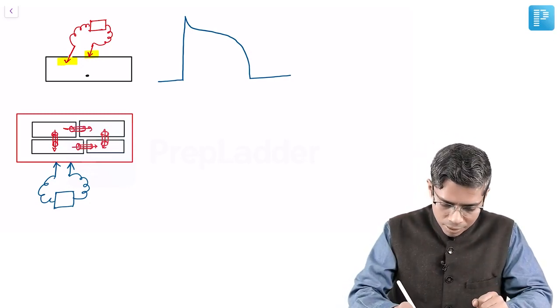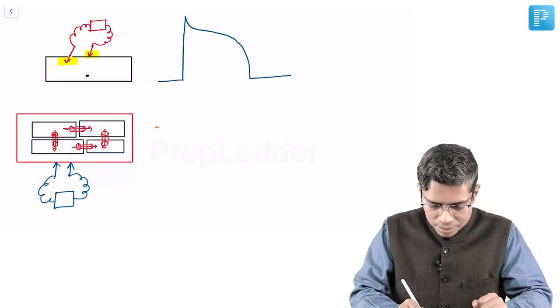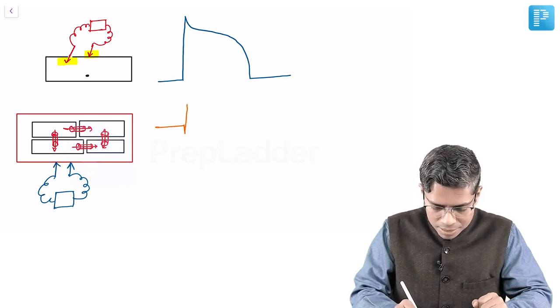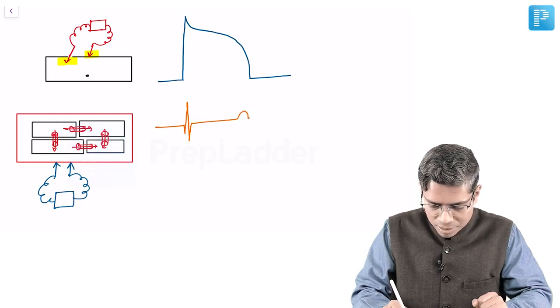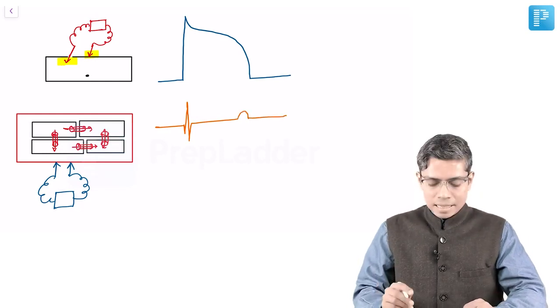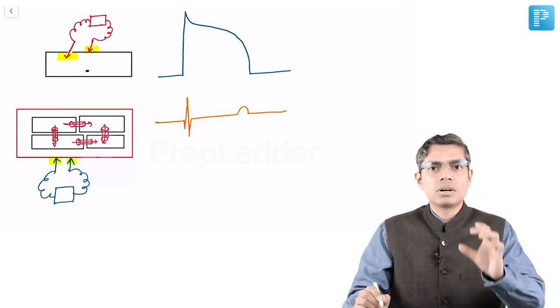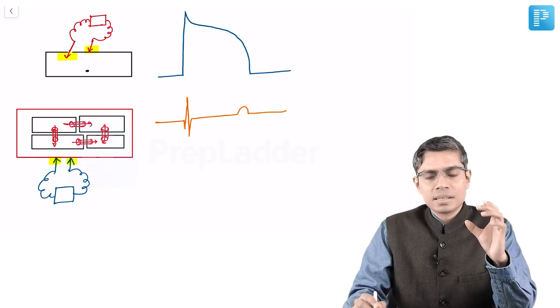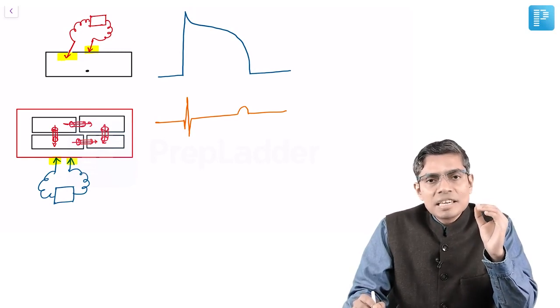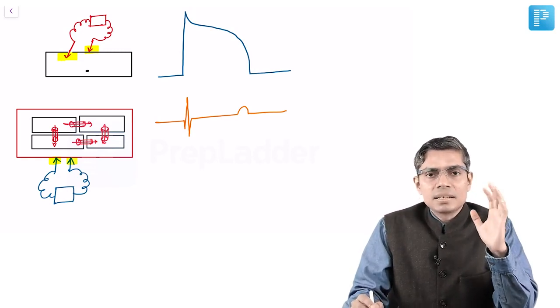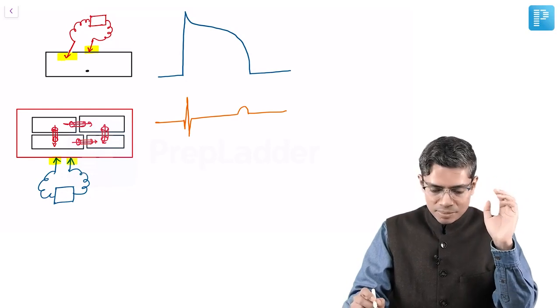What am I going to record? I am going to record the ECG like this. So what is the meaning of this? Meaning, if you place both the electrodes on the surface of a tissue, then you are going to get a biphasic potential recording. Biphasic. What do you mean by biphasic?